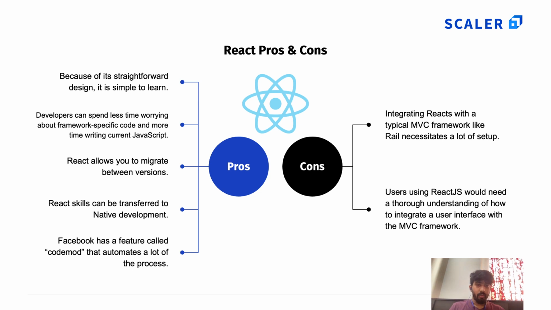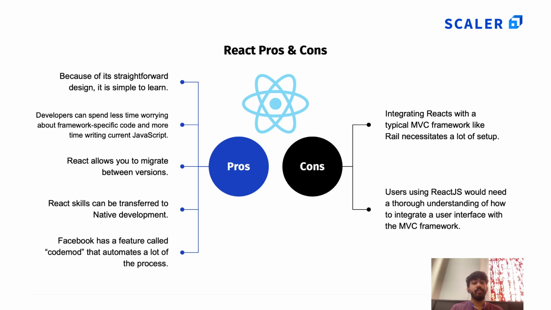Coming to the cons of React. Integrating React with a typical MVC framework like Rails necessitates a lot of setup. If you're going with Flux, it's fine. Flux is basically an MVC framework provided by Facebook themselves. But if you're not using Flux and let's say you want to use Rails, in that case, it needs a lot of setup. It's quite a hassle in order to do that. That's not a problem with Angular because you can directly use MVC, it's already available. But in React, if you're not using Flux, then it will be a major problem.